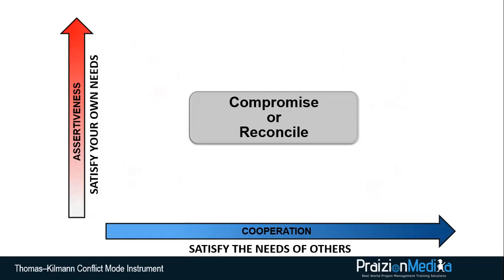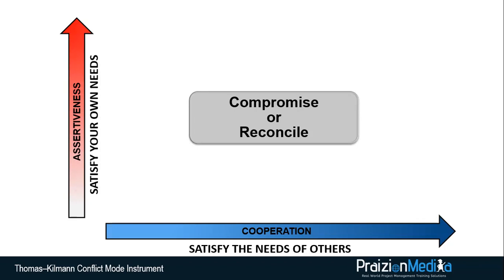In those instances, finding a way to compromise is the best approach. Compromise entails a willingness to give and take. This allows all parties to get something they want, and it avoids escalating the conflict. This style is used when the parties involved have equal power.